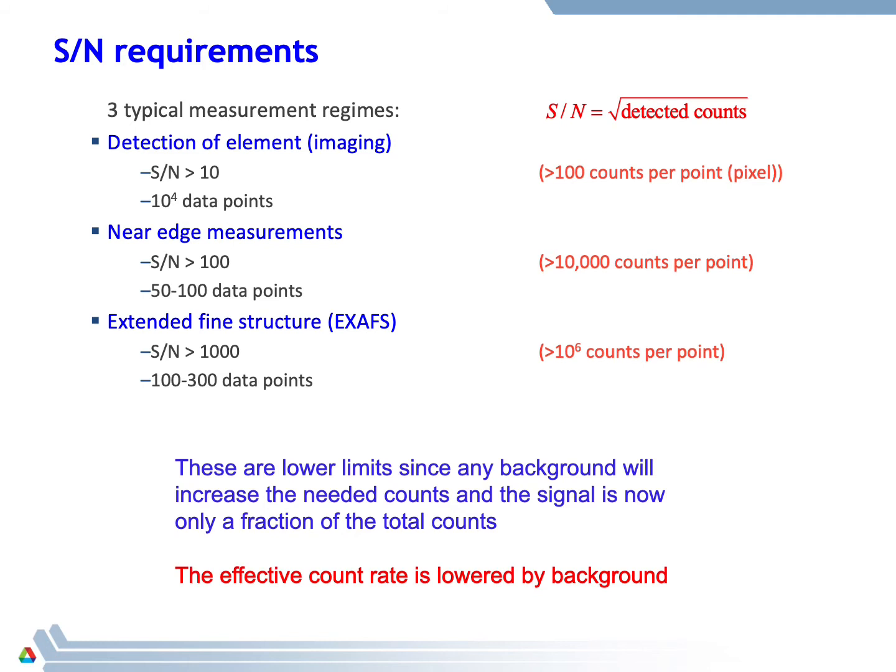Now, it's also important to remember that these are lower limits, because if you don't have a perfect detector, there's going to be background associated with the signal. And that's going to lower the effective count rate, because the noise is going to be the square root of the total signal, not just the square root of the element of interest. So I'll talk more about this in a later slide.